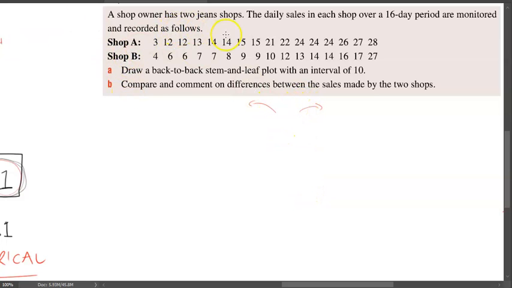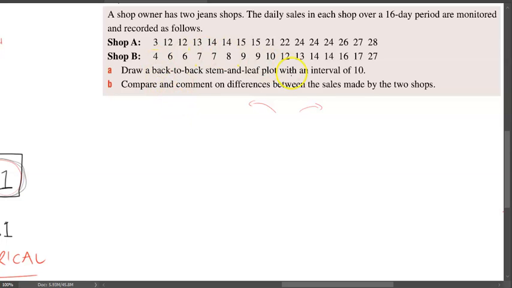A shop owner has two jeans shops. The daily sales in each shop over a 16-day period are monitored and recorded as follows. So shop A after 16 days will have these amounts. Ooh, 3, must have been some type of game happening next door. Wow, 3, it's not that many jeans if you look comparatively speaking.